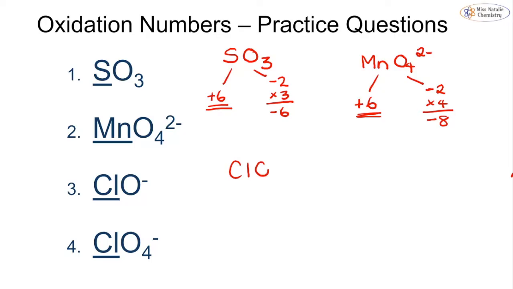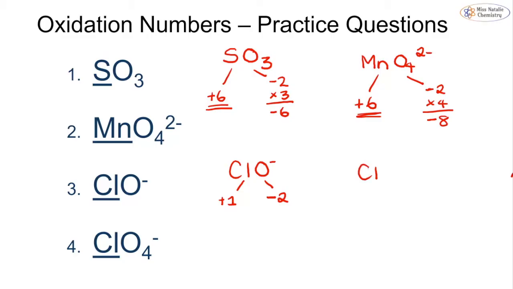If I look at ClO-, again, the oxygen is 2-. This time I only have 1 of them, so I just leave it as 2-. I want to get my overall charge to be 1-. So how do I do that? Well, my chlorine becomes 1+.